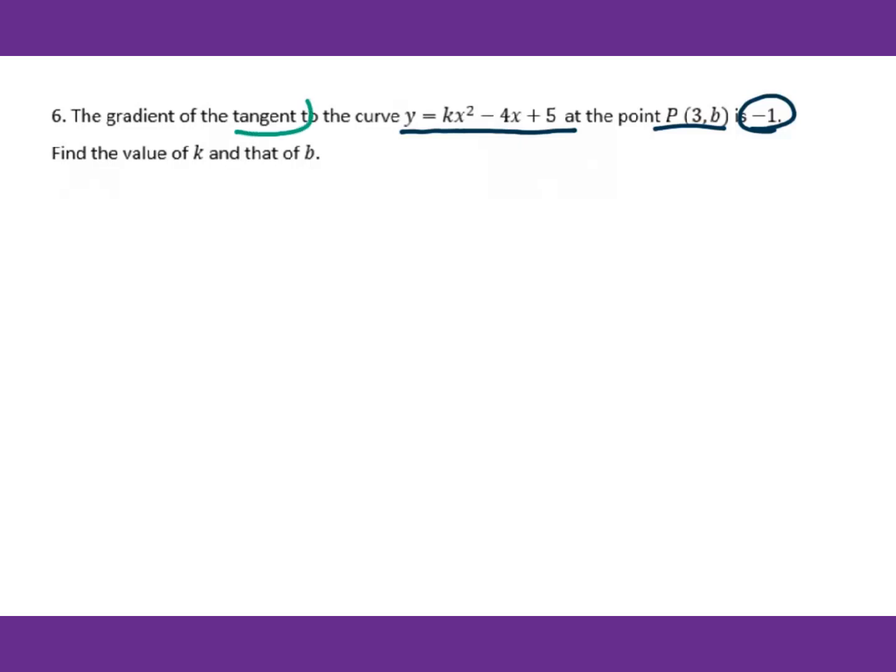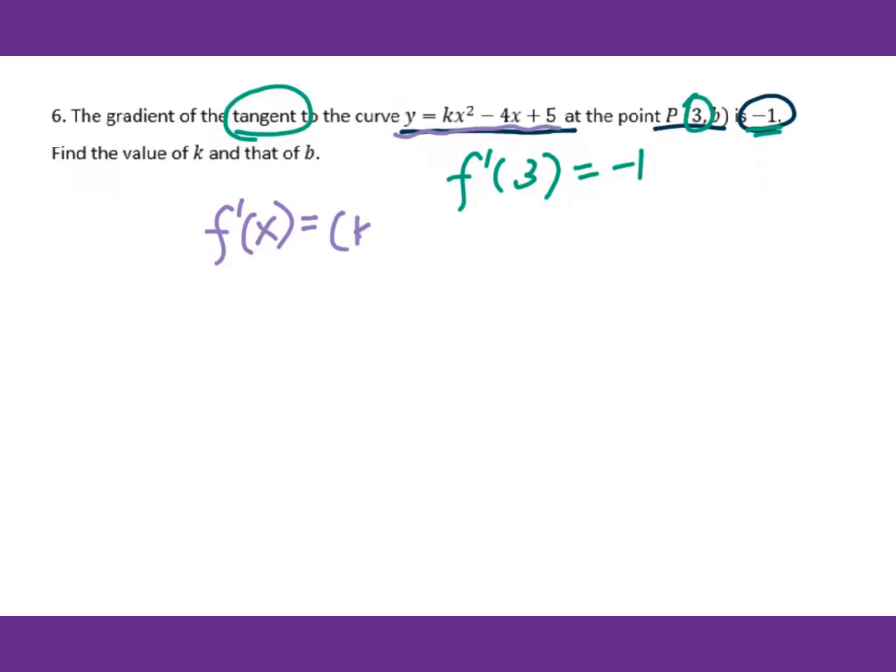First of all, the keyword: the gradient of the tangent is -1. That means x is 3, f prime of 3 equals -1. So we need to figure out f prime of x by doing this. That is kx squared, we do derivative, minus 4x derivative, plus 5, we do derivative. You will get 2kx minus 4. This will be 0.